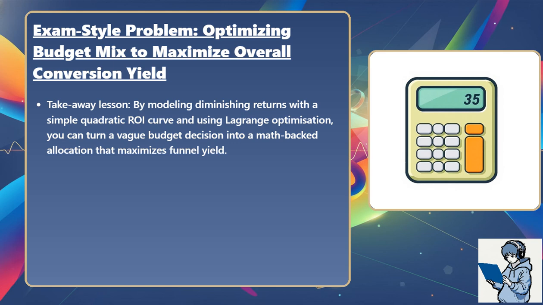Takeaway lesson: by modeling diminishing returns with a simple quadratic ROI curve and using Lagrange optimization, you can turn a vague budget decision into a math-backed allocation that maximizes funnel yield.